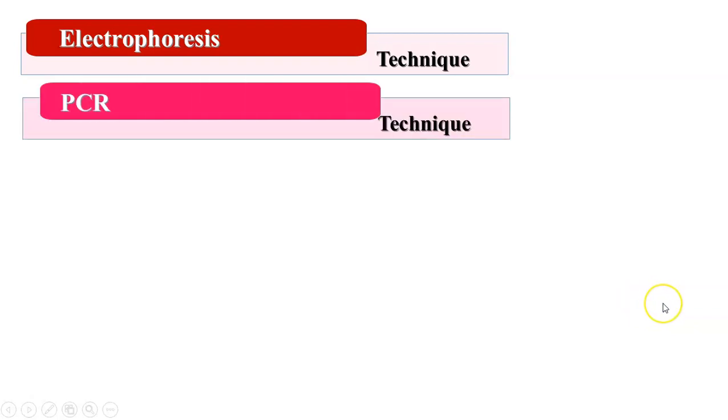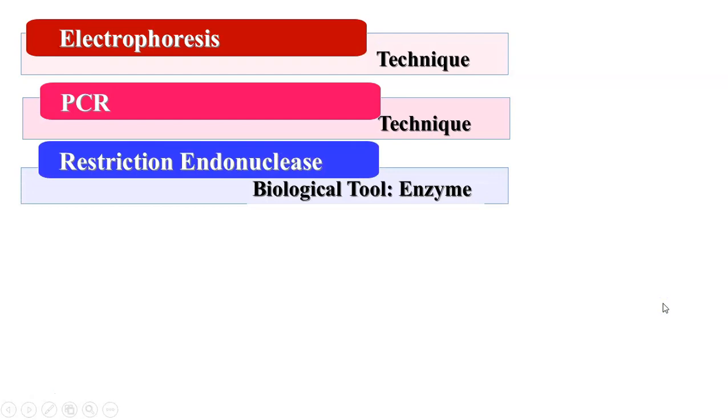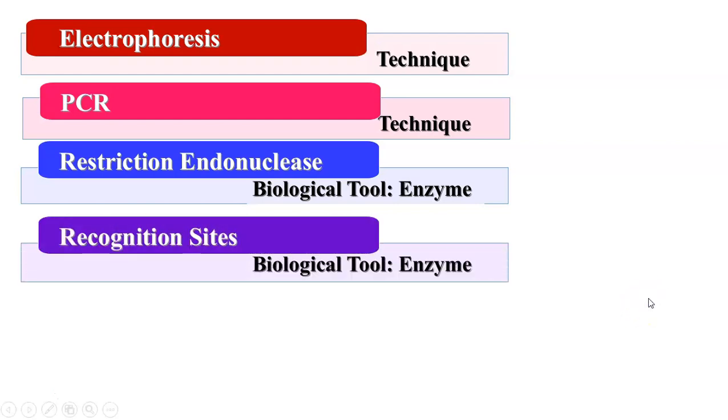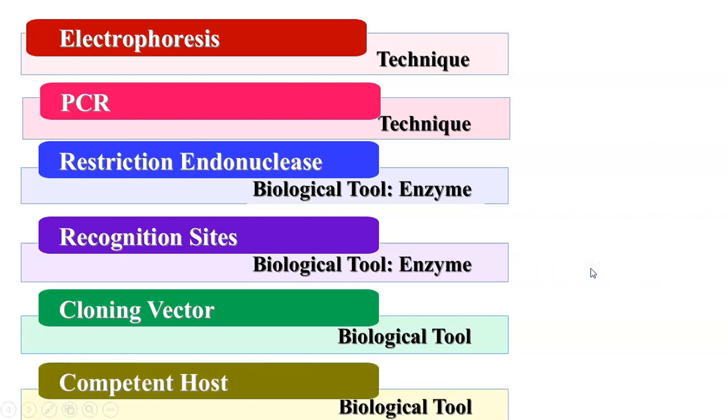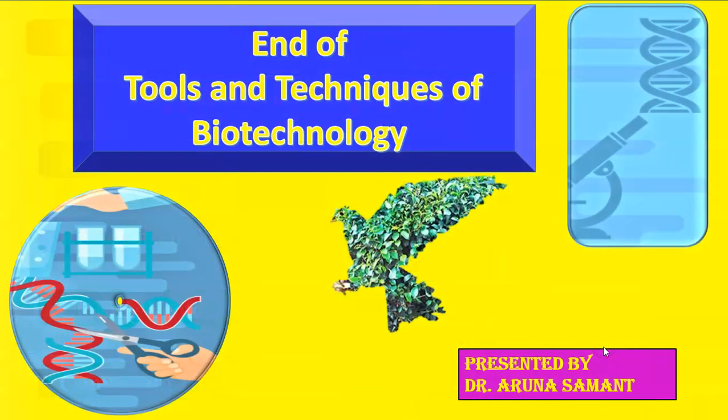Thus, we have discussed in this video the technique of electrophoresis, the technique of polymerase chain reaction, and the biological tool enzyme, where we have understood the restriction endonuclease enzyme, and we also understood the recognition sites of these enzymes. Then we understood the biological tool cloning vector and the biological tool competent host organism. Thus, we have come to the end of our discussion on tools and techniques of biotechnology. Thank you.